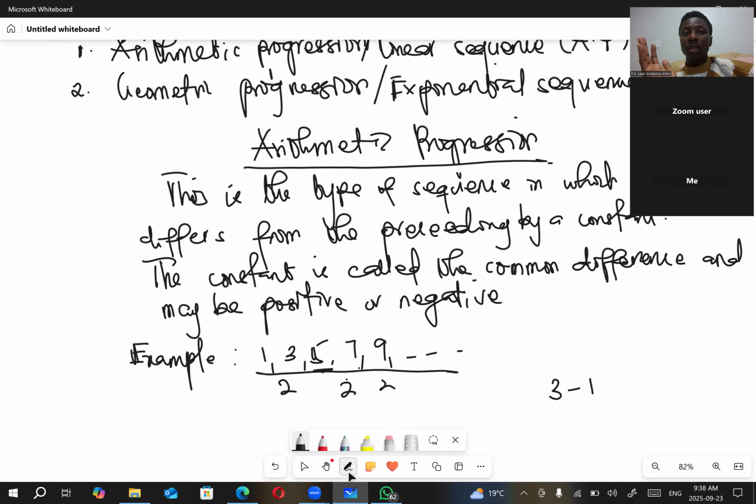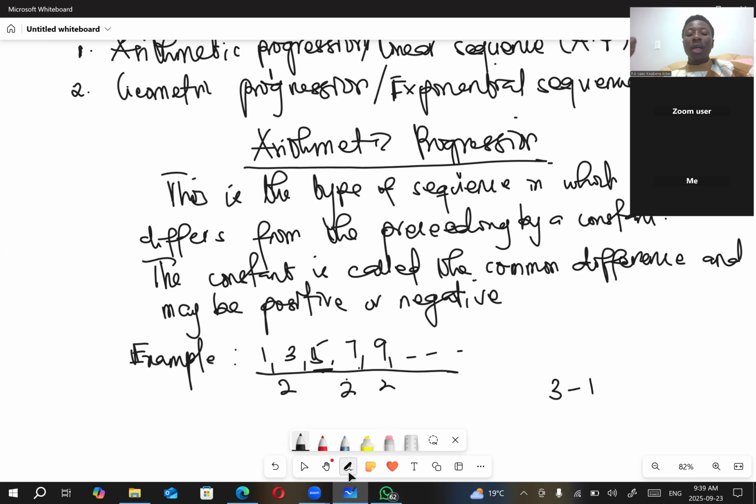That's what an AP is. It's not like at one point it differs by 3, and in another section of the sequence it differs by 4 or 5, right? No, we said it differs by a certain constant. Guys, you get me?